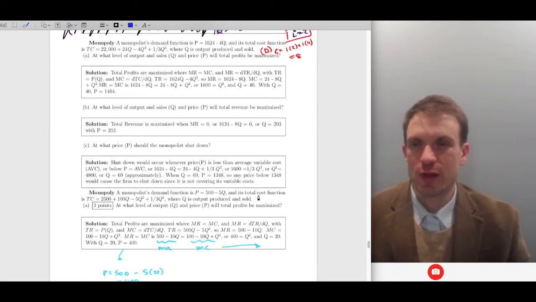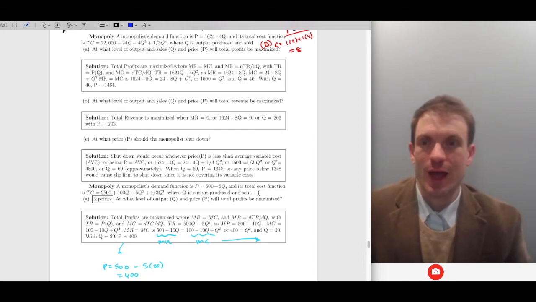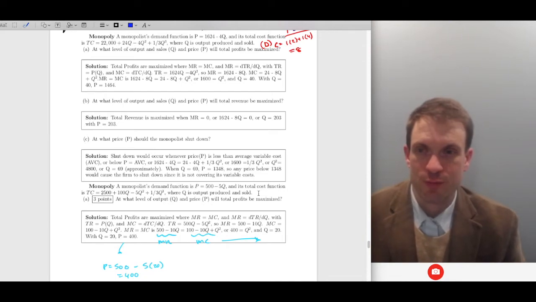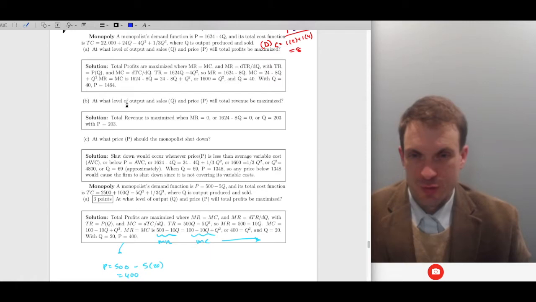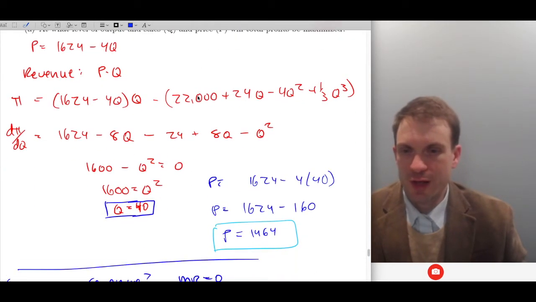All right. So next one, now we're moving on to monopoly. So monopoly's demand function is given by price is equal to 1624 minus 4Q. Its total cost function is 22,000 plus 24Q minus 4Q squared plus 1/3 Q to the third. So we want to maximize profits. Did I do this one? I did do this one.